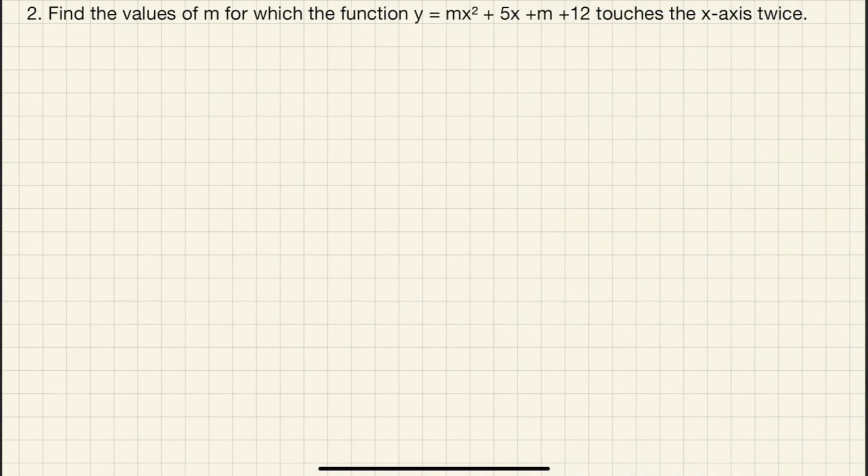Moving on to question 2, we are asked to find the values of m for which the function y equals mx squared plus 5x plus m plus 12 touches the x-axis twice. This time, we need to find the range of values for m in which the function will have a positive discriminant, since it has to cross the x-axis twice.